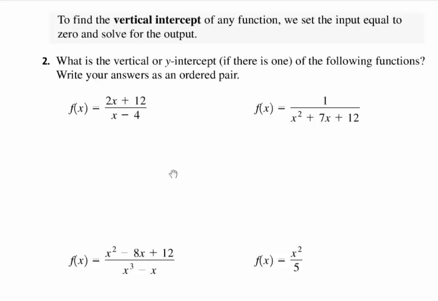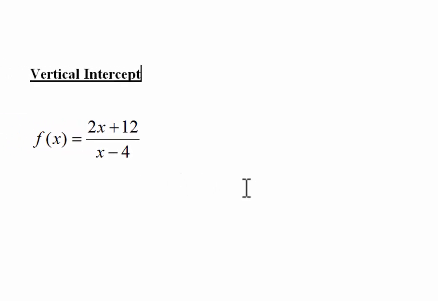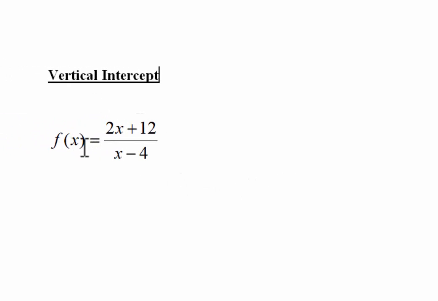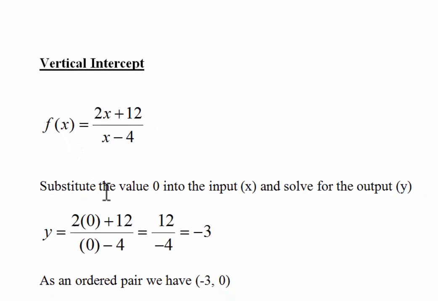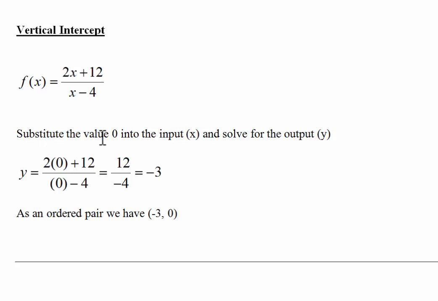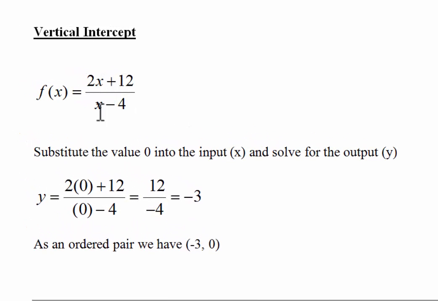So I've rewritten these problems on a separate piece of paper. So we're asked to find the vertical intercept of this first function. So again, we'll sub in 0 for the input, or 0 for x, and we'll solve for y. So when I sub in 0 for the input, I have 2 times 0, which is 0, plus 12. So that leaves me with 12 on my numerator. And my denominator, when I sub the 0 in for x, I'd have 0 minus 4, which would leave me with just negative 4. And 12 divided by negative 4 is negative 3. So when I make x 0, my y becomes negative 3.